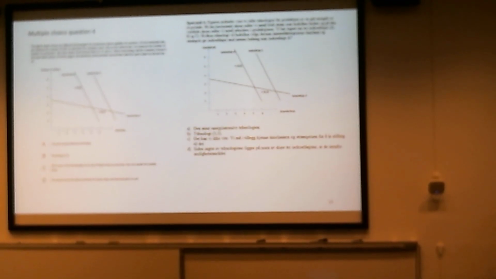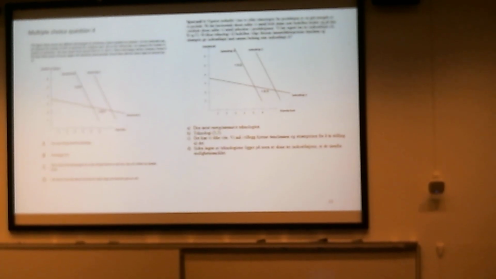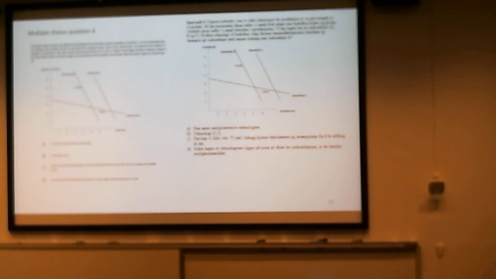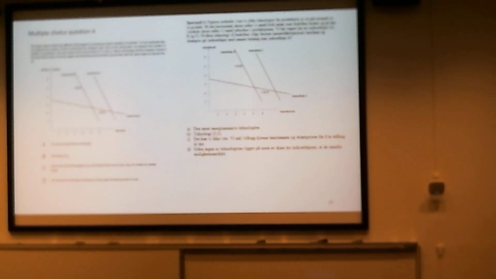Where do you always start when you look at the diagram? You start with the axes. What do you find if you look at the axes compared to the last example? This is the opposite, yes. So now it's electricity, capital on the horizontal, and number of workers on the vertical.